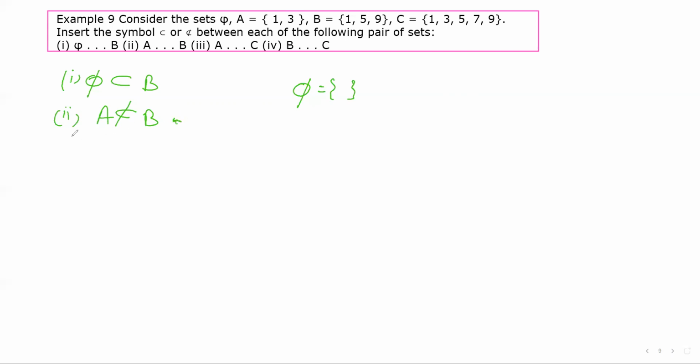So A is not a subset of B. Third, A and C. A has elements 1 and 3. Both the elements 1 and 3 are present in C as well. So A is a subset of C.